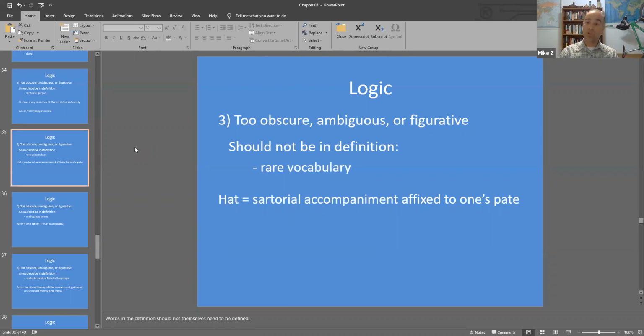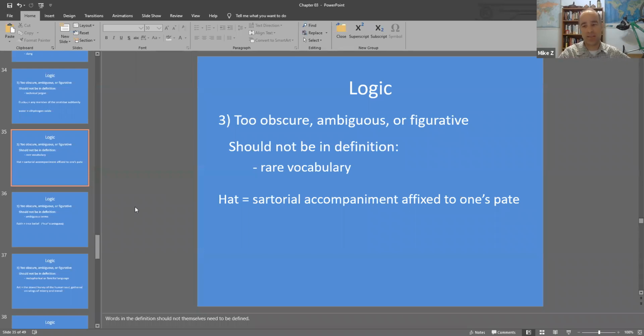You could use rare vocabulary. That's another problem in this category of too obscure, ambiguous, or figurative. So let's say that somebody defines a hat. It's a sartorial accompaniment affixed to one's pate. Okay, that sounds pretty fancy, but not that many people maybe know what sartorial means or what pate means. And even if they did, this is unnecessarily pretentious, right? Why would you use that definition? You're just trying to make yourself look fancy without being helpful. And so this is the kind of definition to be avoided, right?